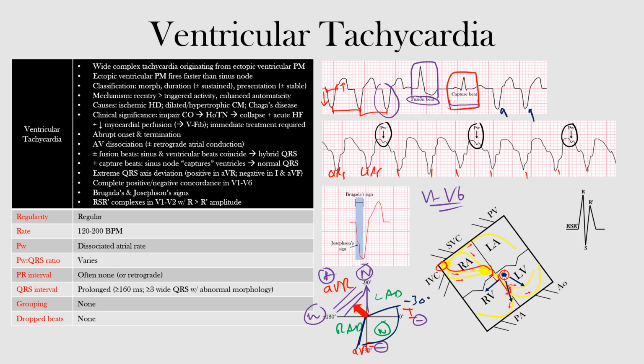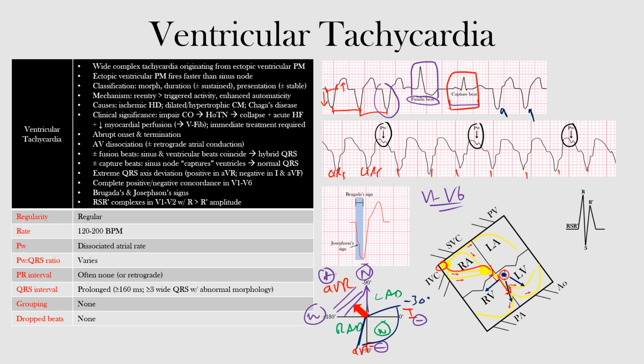It can be all positive or all negatively directed. All right, a few more features that can favor VTAC are Brugada's and Josephson signs. Now, Brugada sign is when the distance from the onset of the QRS complex to the lowest point of the S wave is greater than 100 milliseconds, okay?